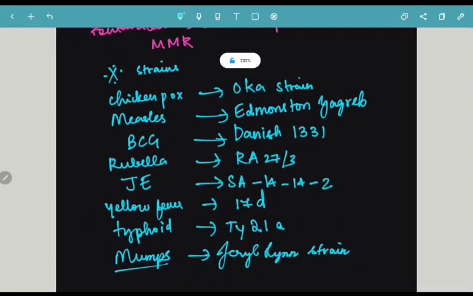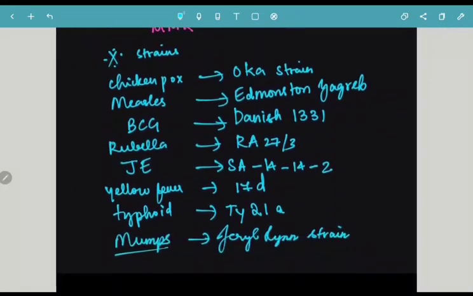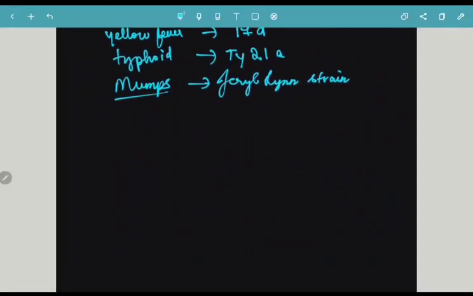Again revising: chickenpox, Oka strain; measles, Edmonston Zagreb strain; BCG, Danish 1331 strain; rubella RA27/3 strain; Japanese encephalitis SA1422 strain; yellow fever 17D strain; typhoid TY21A strain; mumps Gerald Lynn strain. So these are some very important strains to remember, which can be asked in your MCQs.